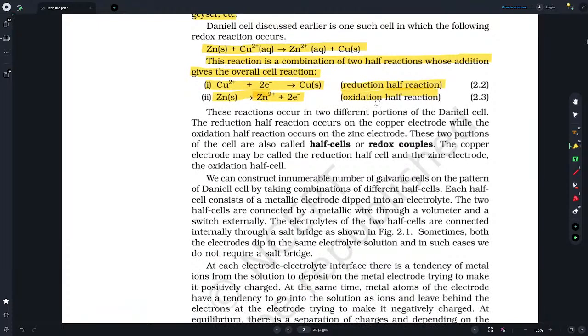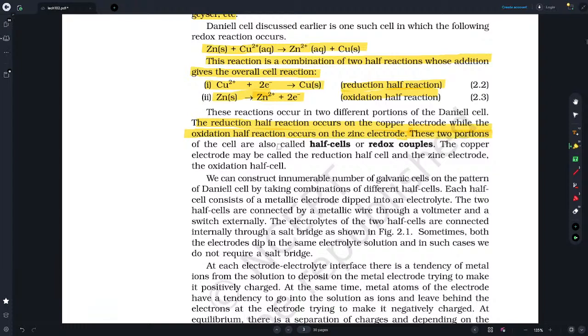This reaction occurs in two different portions of the Daniell cell. The reduction half occurs on the copper electrode, while the oxidation half occurs on the zinc electrode. Zinc is getting oxidized, so the oxidation half occurs on the zinc electrode, and copper is getting reduced, so the reduction half reaction happens at the copper electrode.